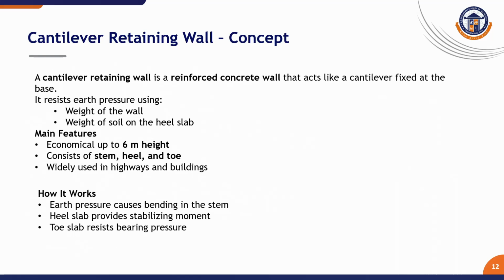A cantilever retaining wall is a reinforced concrete wall that acts like a cantilever fixed at the base. It resists earth pressure using the weight of the wall and the weight of the soil on the heel slab. The main features are that it is economical up to 6 meter height and consists of stem, heel and toe. Widely used in highways, buildings and embankments. How does it work? Earth pressure causes bending in the stem. Heel slab provides stability moment. Toe slab resists the bearing pressure.